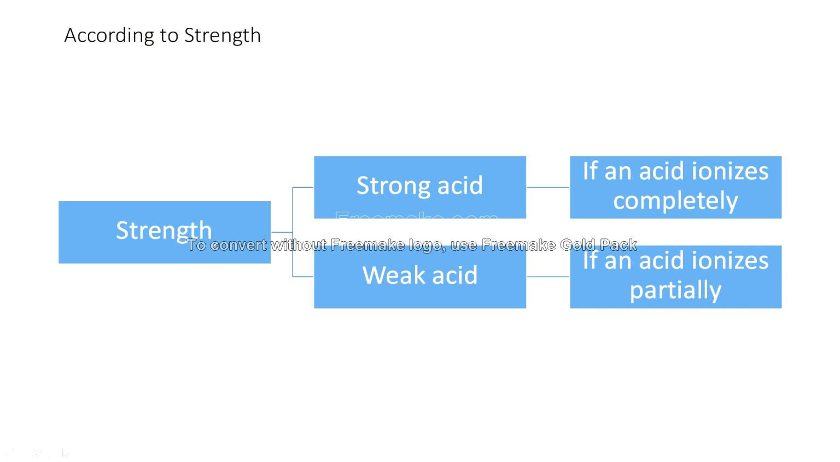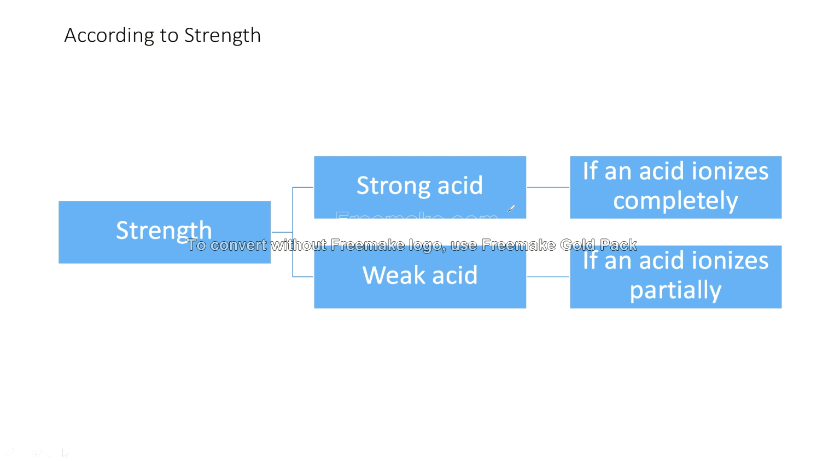An acid can be a strong acid or can be a weak acid. A strong acid is an acid that completely ionizes in water. Weak acids are acids that do not ionize completely in water. In that case, they ionize partially in water.